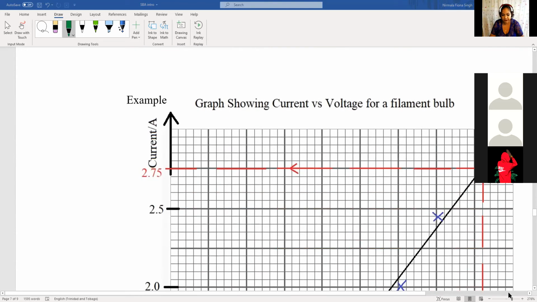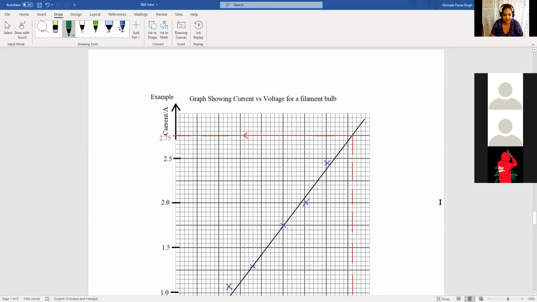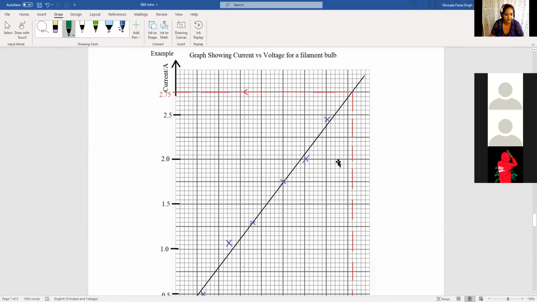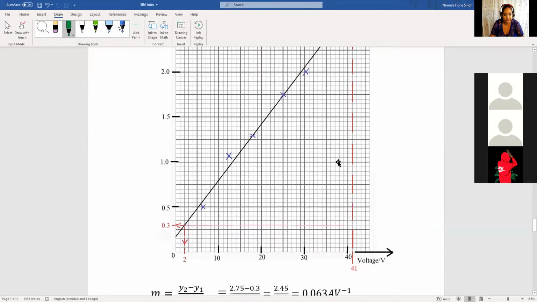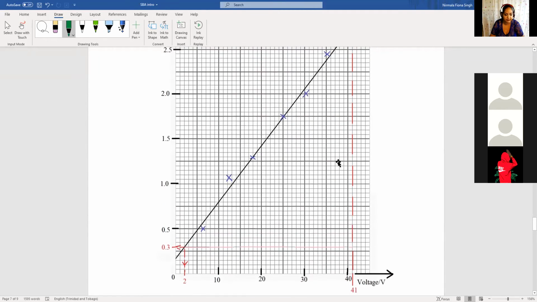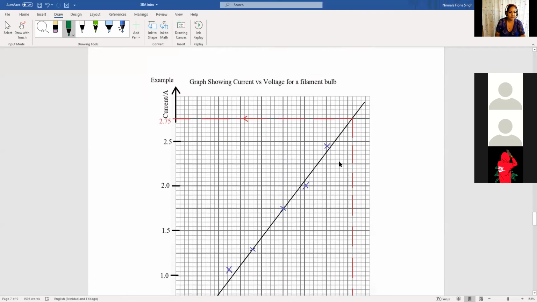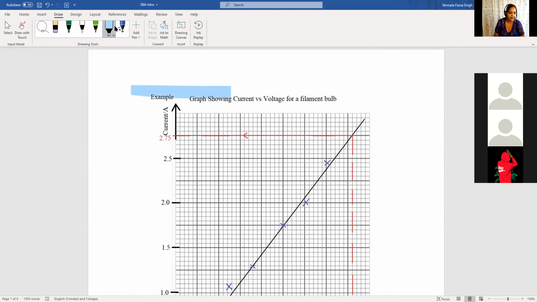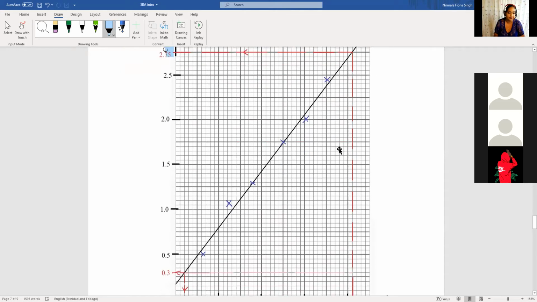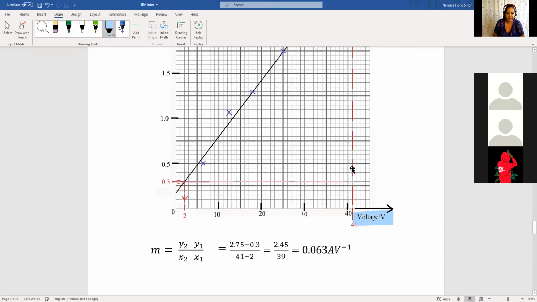Here is an example on how to do this. Now, we will go through this example the next day because time is running. All right, so I will go through this properly with you all in the class. No, actually, we have time to do it. Let's go through it quick. All right, how to do gradient. So I have a graph here showing gradient, a graph showing current versus voltage for a filament bulb. So I have current in amps on the y-axis and voltage V on the x-axis.